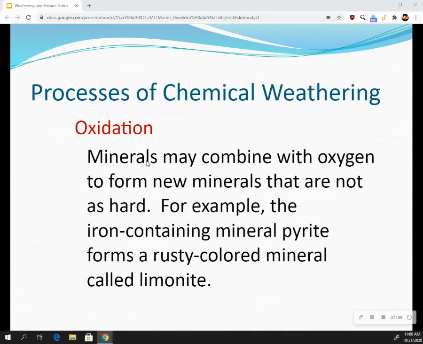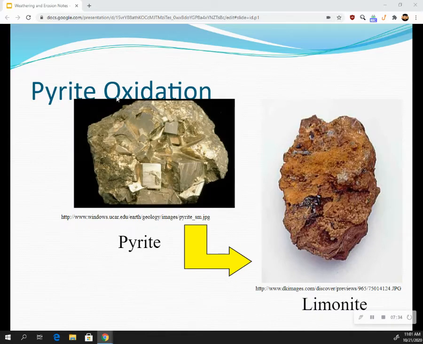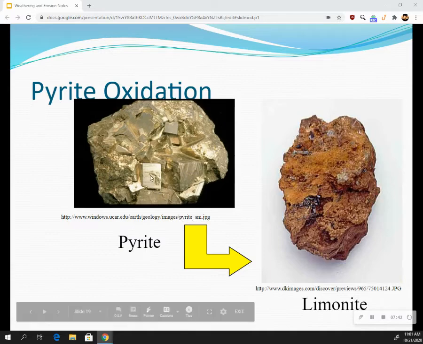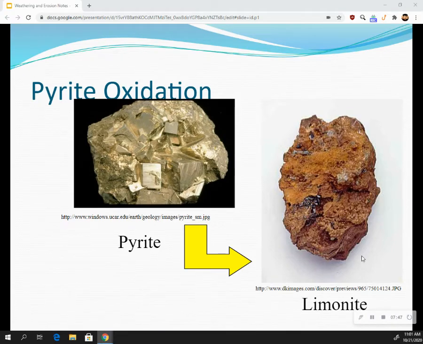Oxidation is when minerals combine with oxygen to form new materials. They're gaining these oxygen atoms and creating new things. For instance, the iron-containing mineral pyrite forms a rusty colored mineral called limonite. This means that gradually it turns into a new substance because of the addition of oxygen to it. So you see this nice, beautiful pyrite that turns into limonite because of how it interacts with the oxygen.